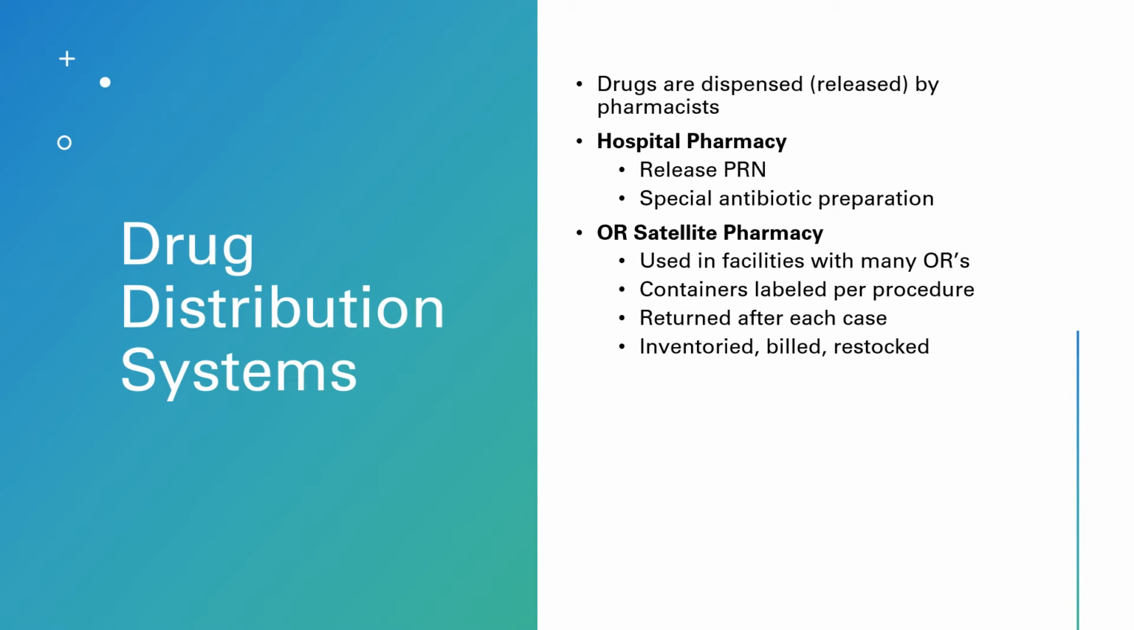This is a space that's set aside in the OR, and it is basically the OR's own personal pharmacy with a pharmacist on site. They will prepare everything that we need right there in the OR. They're usually in containers that are labeled per procedure. When the procedure is finished, the nurse will return that container to the OR satellite pharmacy, and from there they'll inventory what's been used, bill for it, and then restock it so it's ready to go for the next case.